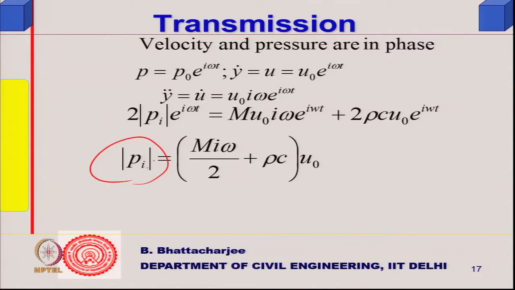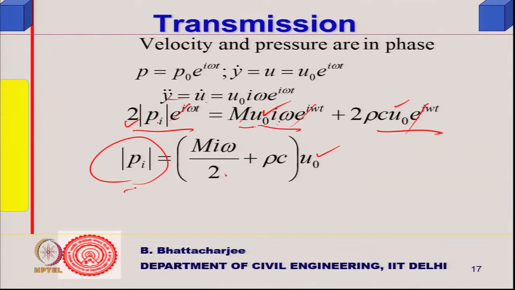and from this we get P_i is equal to m iω. If I differentiate and put them in, second differential y double dot here, y dot here, P_i here, then e^(iωt) will cancel out from everywhere. I will have m iω, and u0 is coming here. So u0 is taken out, and m iω by 2 plus ρc, u0 is outside. This is how I can write for P_i.